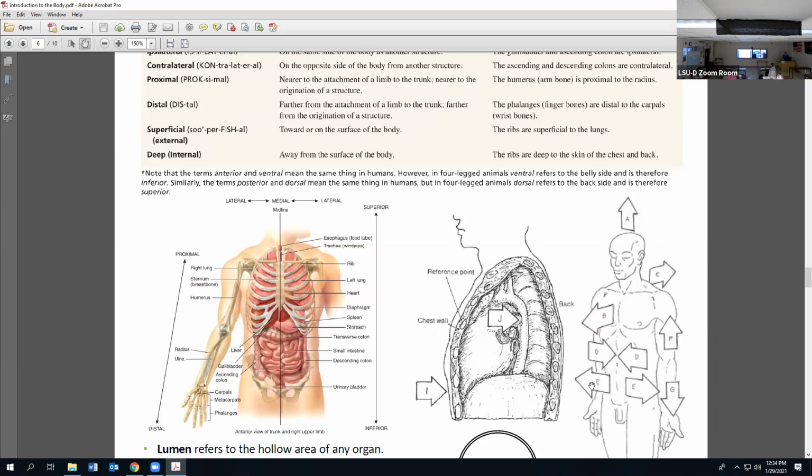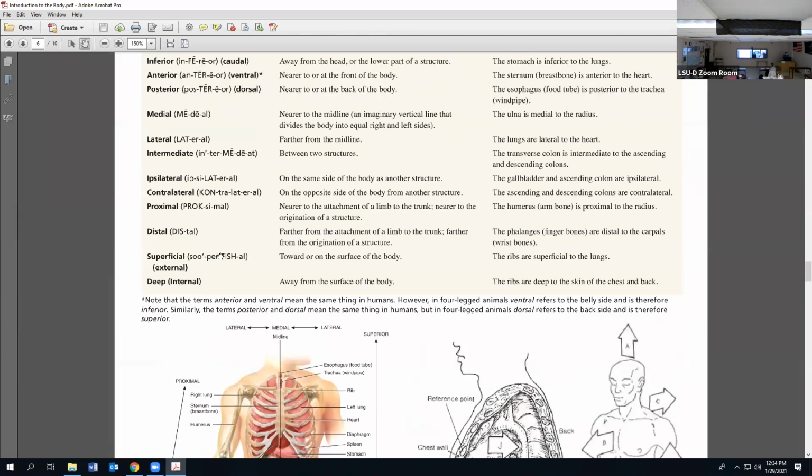Okay. So like using that in a sentence, the heart would be blank to the lungs. Medial. Okay. Now you could also say the next term, intermediate, which means between, and there's not actually an arrow for that in that figure. And we don't use intermediate a whole lot, but you can say the heart is intermediate to the lungs because it's between them.